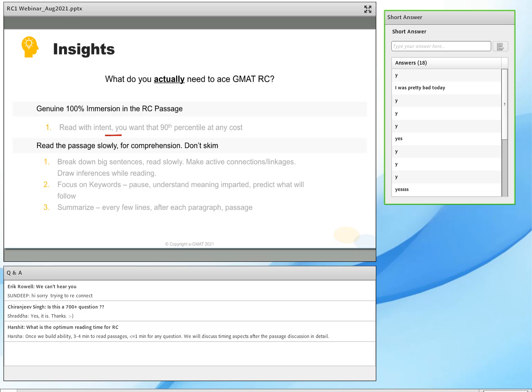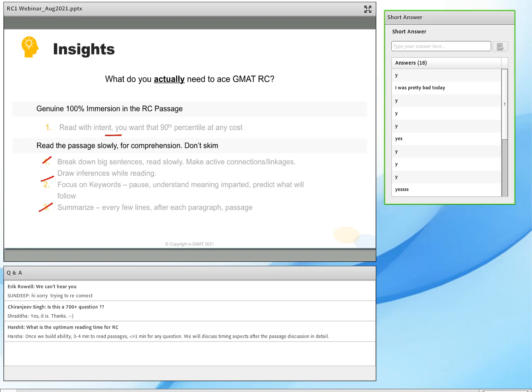You saw how Shraddha broke down each and every sentence to extract meaning. The same stuff that you saw in those passages 1 and 2, we now apply to an official OG 700 level passage. Break down those big sentences, focus on those keywords, summarize, most important.